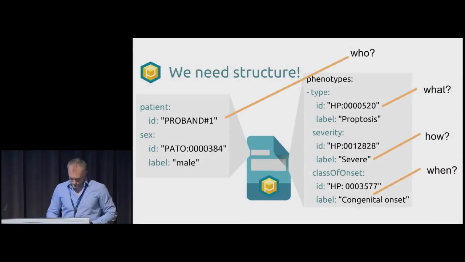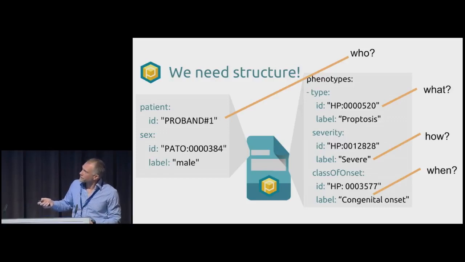So this is a little explanation of a basic structure of a PhenoPacket. So we've got the idea of a patient here with an identifier, the sex. Again, all of these things are computed by using ontologies.